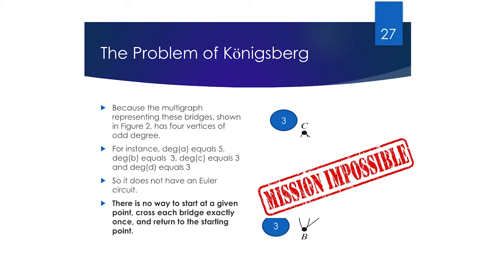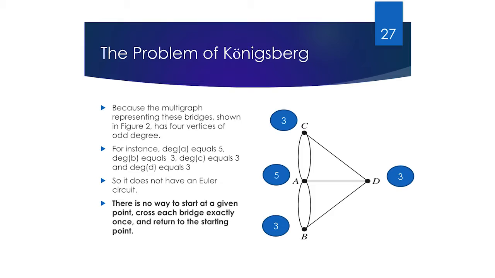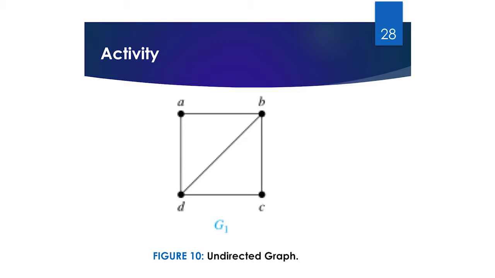We will now show that a connected multigraph has an Euler path and not an Euler circuit if and only if it has exactly two vertices of odd degree. Consider graph G1 in figure 10 as an example. First, suppose that a connected multigraph has an Euler path from A to B but not an Euler circuit. The first edge of the path contributes 1 to the degree of A.